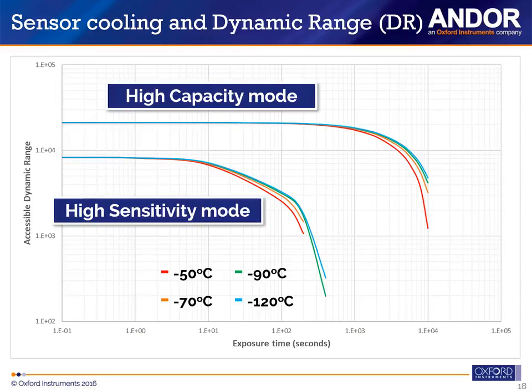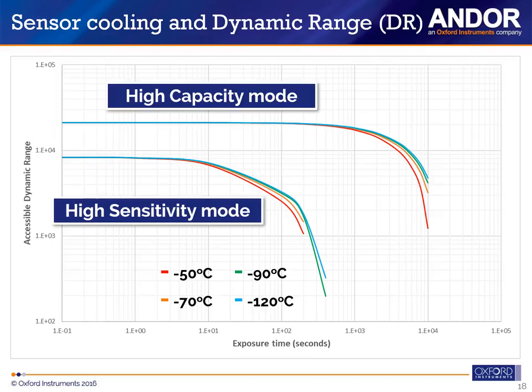If you were to plot this dynamic range over exposure times, here I've split the different reading modes of an InGaAs sensor. Typically you have two readout modes. One is called high capacity mode, where you have a very high well depth but quite a high read noise floor, and a high sensitivity mode where the read noise is much smaller, but the well depth is also much smaller. For each of these modes, different curves are plotted at different cooling temperatures.